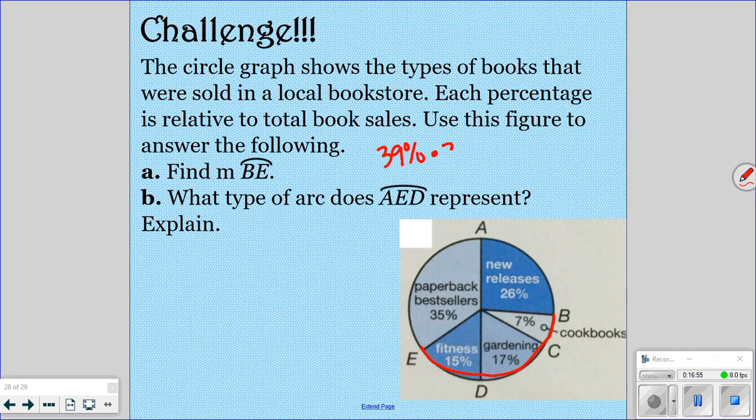But it asks for the arc measure. The total of a circle is 360. So if we take 360 degrees and multiply it by 39%, or 0.39, that comes up with 140.4 degrees. And so that would be your answer for part A.